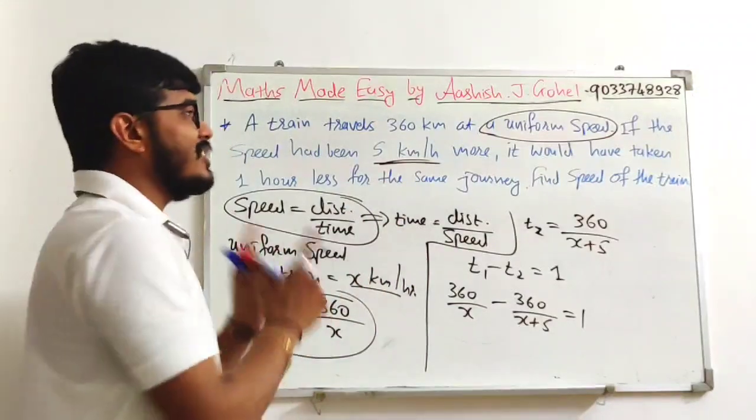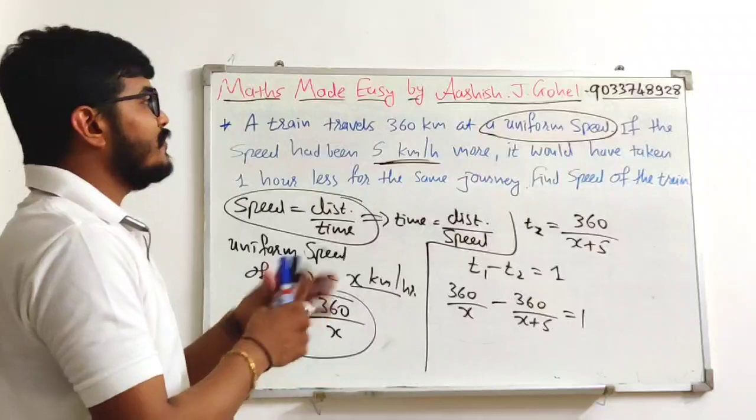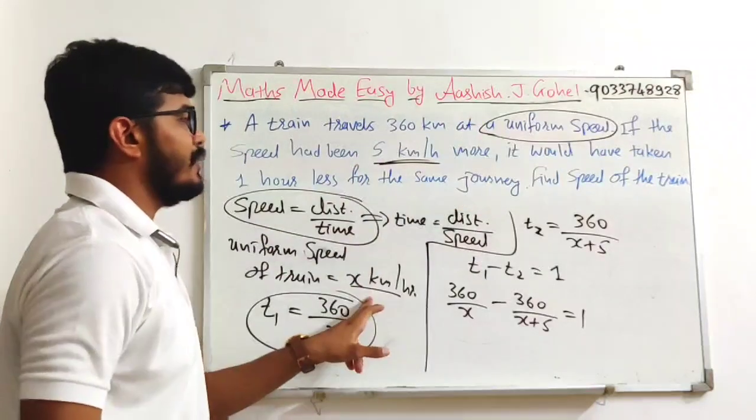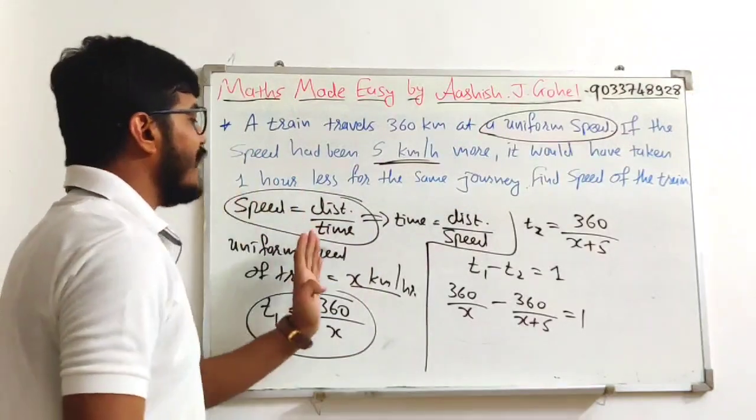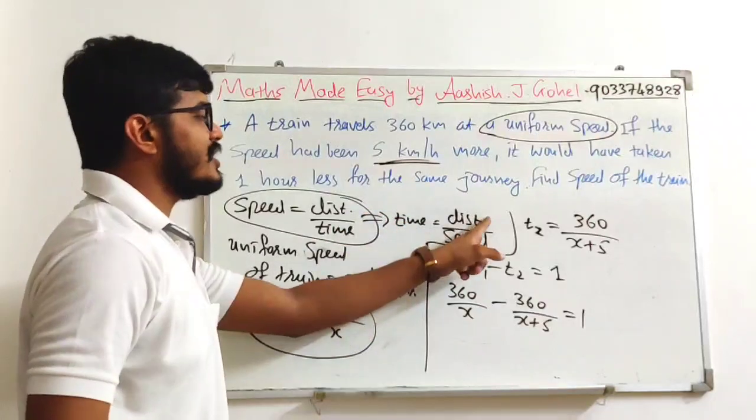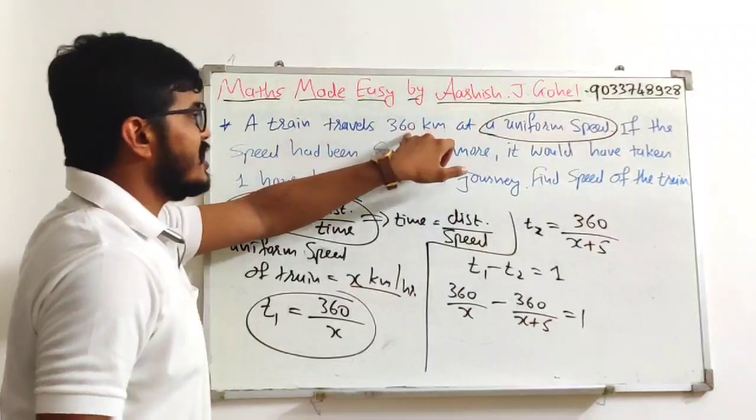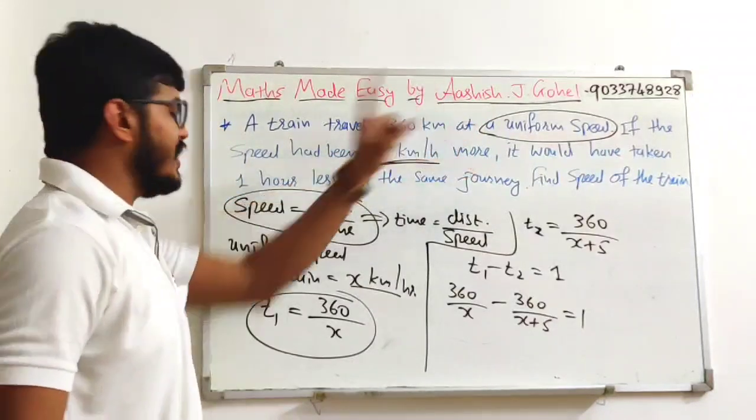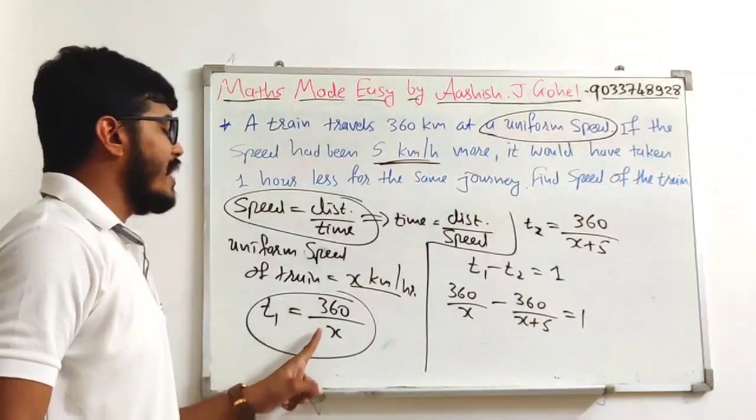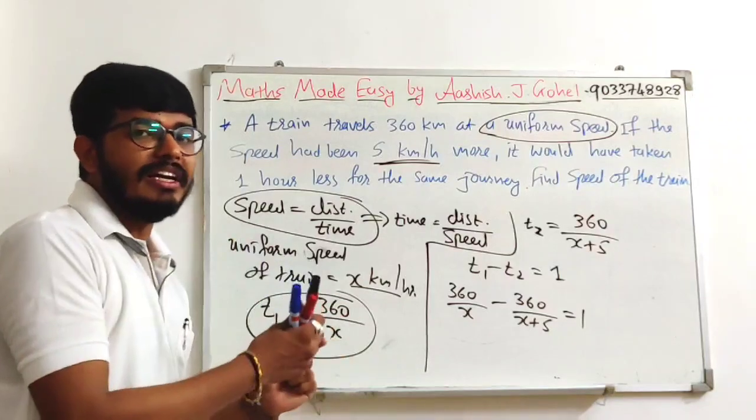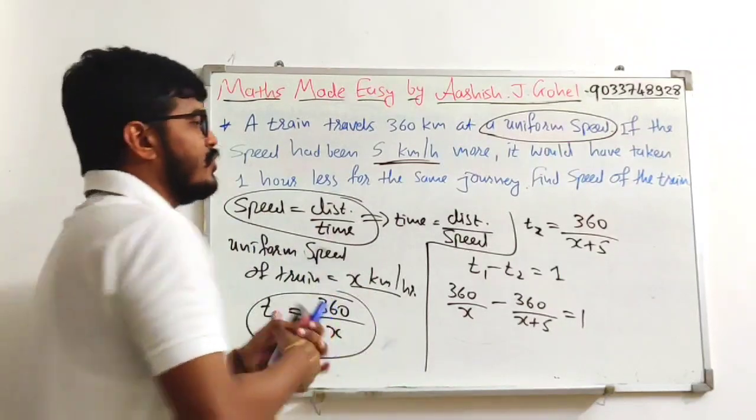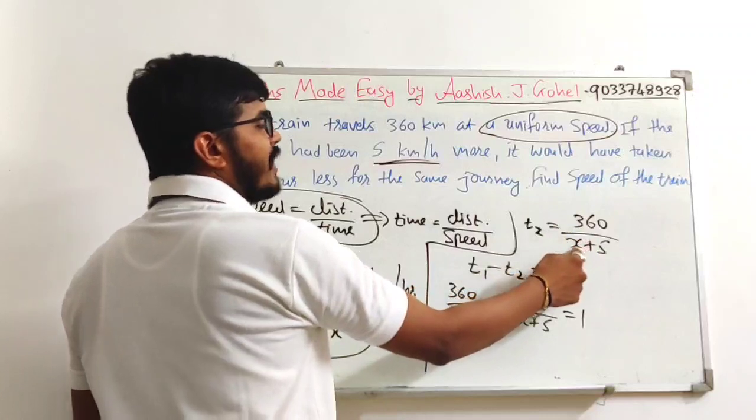Now let us understand this question one more time. Uniform speed is x km per hour. The distance, speed and time relation is this. So time is equal to distance divided by speed. Now at uniform speed, for 360 km, time taken is say t1. So t1 is equal to 360 divided by x. Now if I increase the speed, then time will decrease. So t2 time is 360 divided by x plus 5.